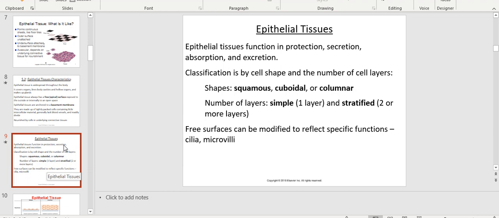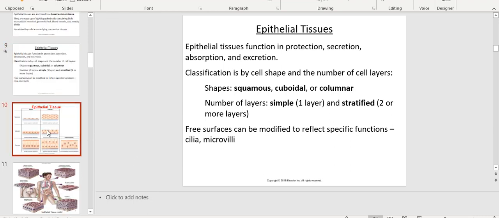So, what do we got? They function in protection, secretion, absorption, and excretion as well. Classification is by cell shape and the number of cell layers. There are different shapes, which I'll show you right now. There is squamous, cuboidal, and columnar. If the cells are only in a layer of 1, we call them simple. But if there are 2 or more, we call them stratified. Let's have a look.